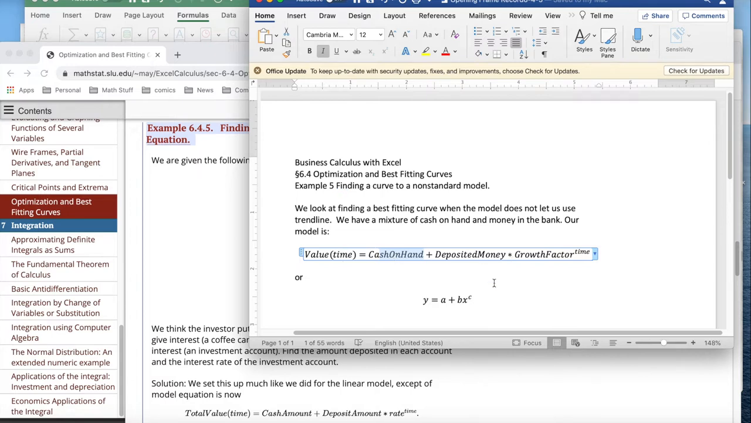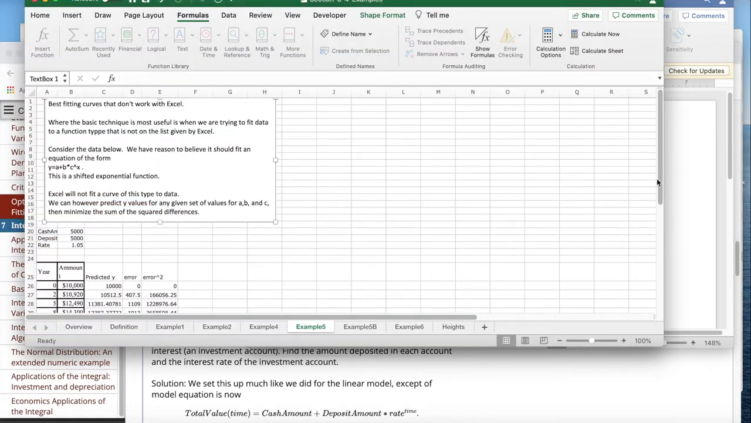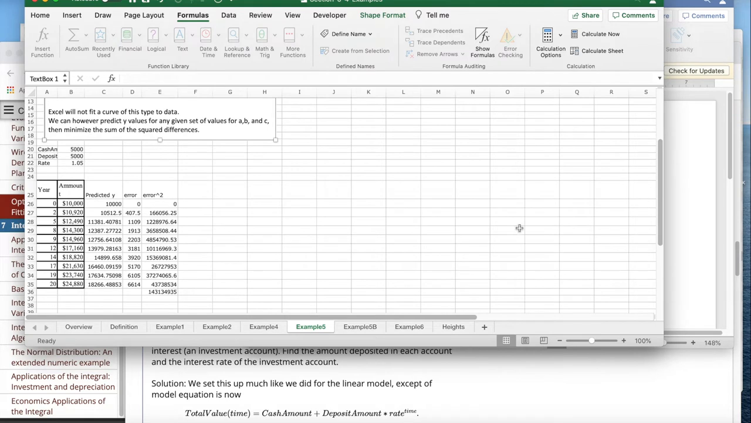I can either do the long version or the short version with just variables. I set it up like I would set up these things before, so I have my year, my amount, come up with a value for cash on hand, a deposit, and the rate to start with. There's a predicted value, which is cash on hand plus money in the bank times the growth factor raised to the power of the amount of time. I've started out by saying 5,000 and 5,000 sounded good. I'm going to look at the error and then square the errors, and I'd like to minimize this.